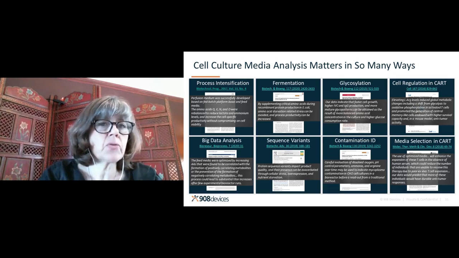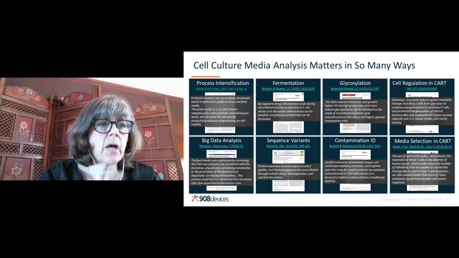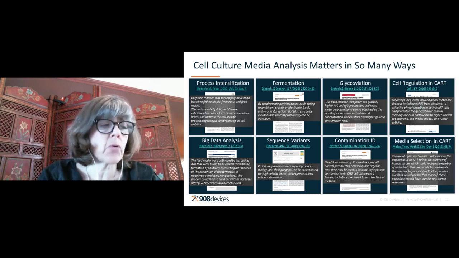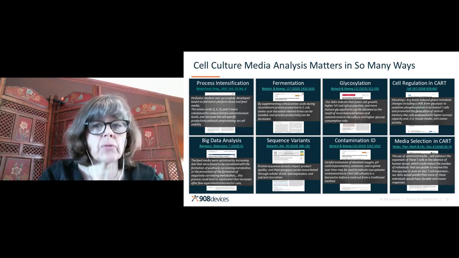So there are many areas where cell culture media analysis matters, specifically amino acids and vitamins, which are key. I've listed here process intensification with perfusion processes. Definitely, the medium is central. You want to find a balance between nutrients and your process. Even in fermentation, supplementation of amino acids can lead to less cell stress and better productivity. In CAR-T, I'm not going to talk about it at length here, but it's known that specific amino acids are required for cell health and efficacy of the CAR-T, and there are many examples throughout the literature.